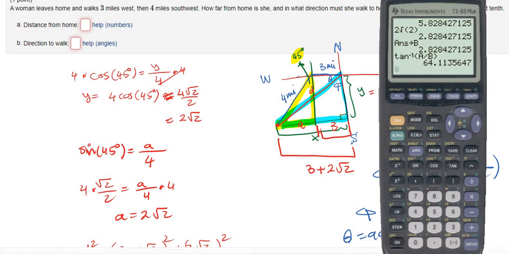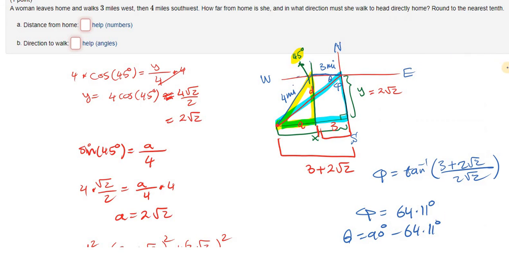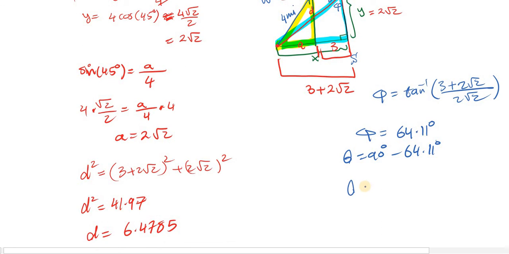So I'm just going to store this angle in C. Let me just store the answer in C. And then I'm going to say 90 minus C equals 25.8864. So theta, the direction, is equal to 25.8864 degrees. And that will be the answer for the second part of the question.